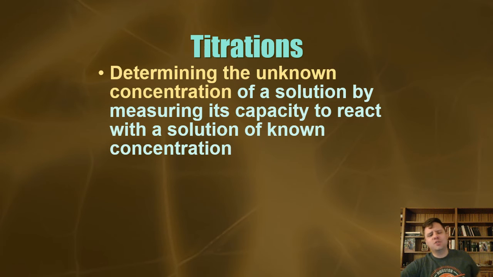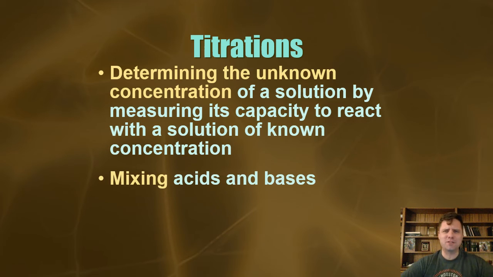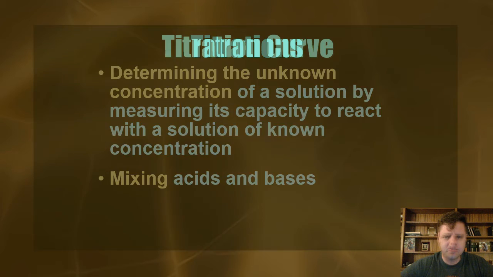Okay, now a titration is whenever we're going about the actual experimental apparatus to determine the relative pH of a substance. So we can determine the unknown concentration of a solution by measuring its capacity to react with a solution of a known concentration. This is when we mix acids and bases to determine the pH, the concentration of either the acid or the base by using an acid or a base that we know. And then we can solve for the one that we don't know by knowing the amount of volume that we need in order to balance the two out or to neutralize.